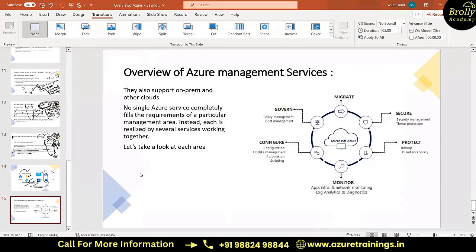And finally, overview of Azure Management Services. So these are all the things we are going to discuss in future. Okay, monitor. What monitor covers is monitoring our VM, monitoring our SQL database. How they're functioning, is there any performance issues or not? We are going to monitor our entire infrastructure hosted in Azure with the help of monitoring tools.